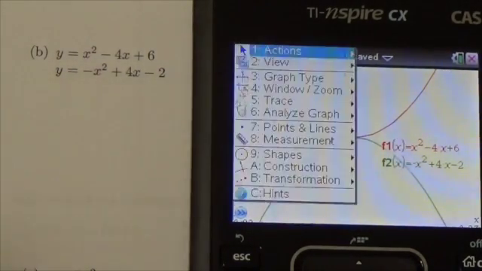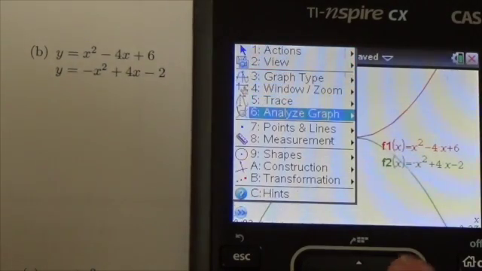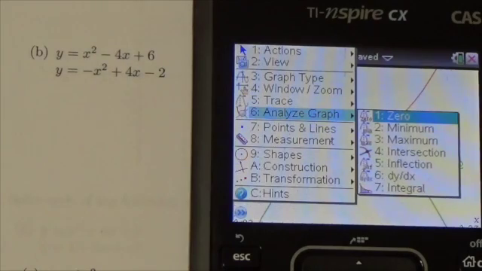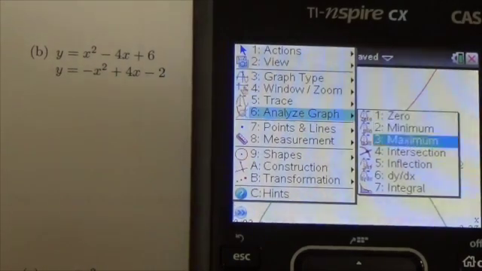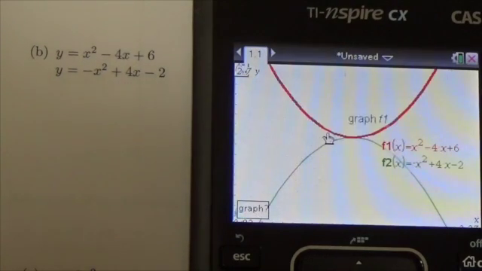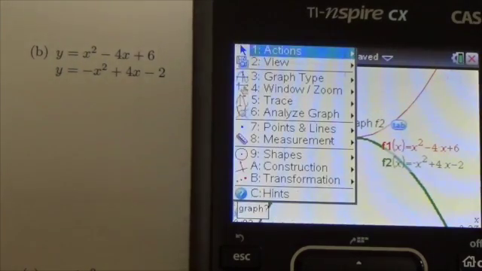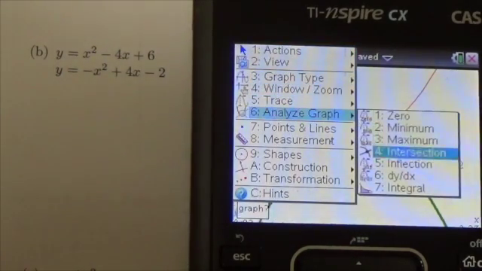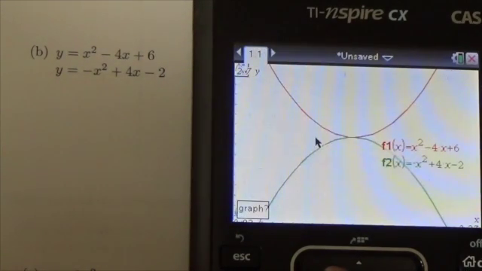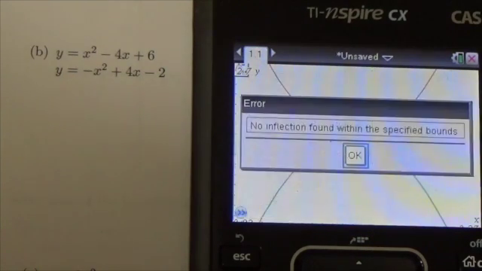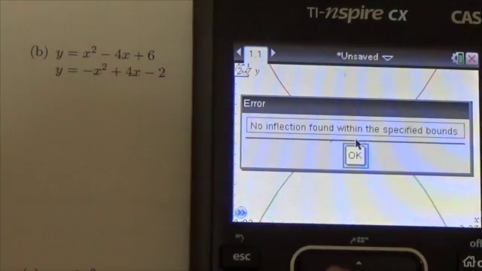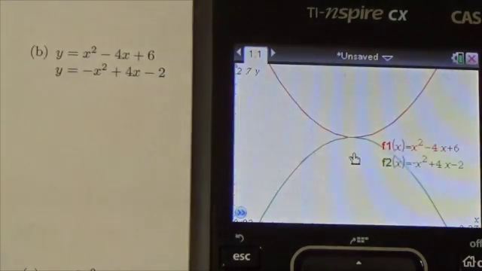So now I'm going to press menu, go into analyze graph. For you guys, you would press second trace, go into the calc menu, and then you choose intersect. I'll choose intersection as well. Now for me, I just move my cursor. Oh, what did I press? Hold on. I don't think I pressed the right thing here. It's asking me for the two graphs there, which is kind of weird. Well, now that is interesting. The calculator does not want to find that point of intersection.